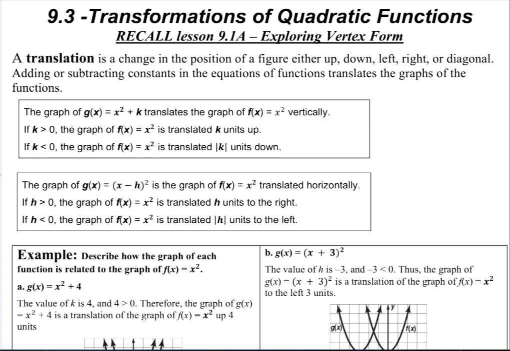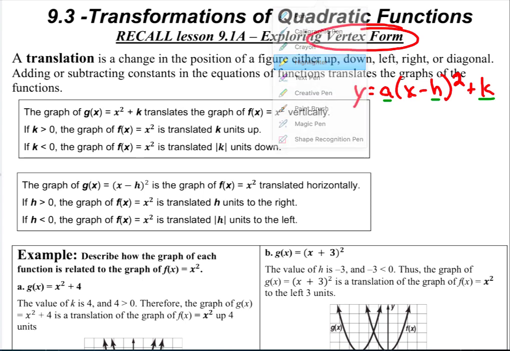So for today's lesson, everything is based around vertex form. So y is equal to a times x minus h squared plus k. So we're really looking at that a, that h, and that k, and what effect do they have on the overall graph? Do they move the graph? Do they change its size? Do they change its orientation? Okay, what effect does it have overall?